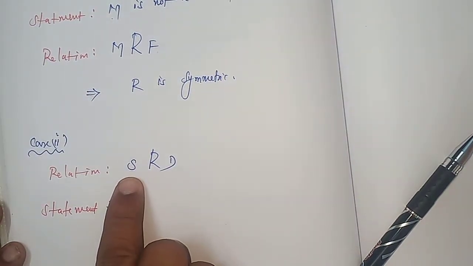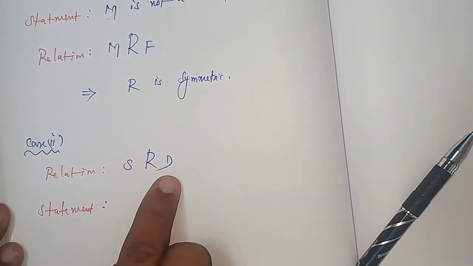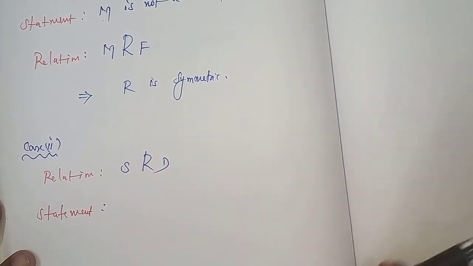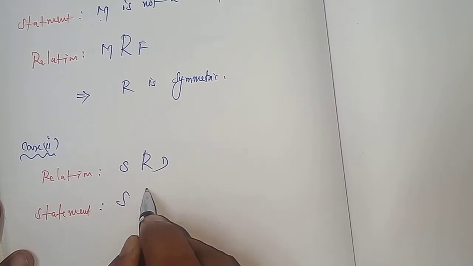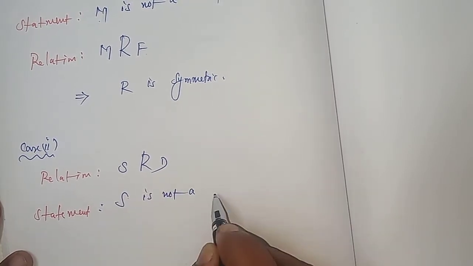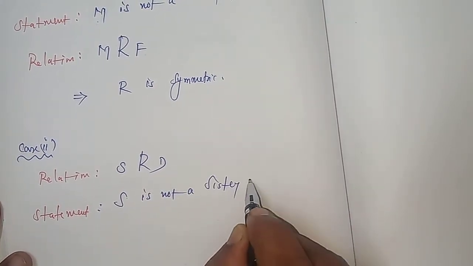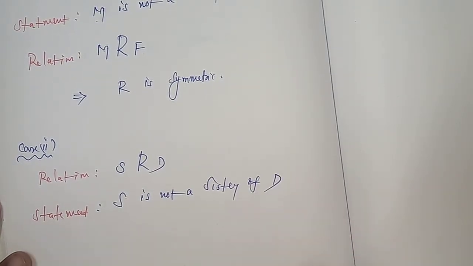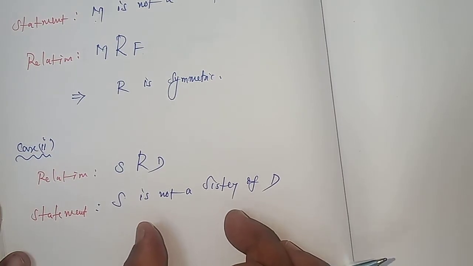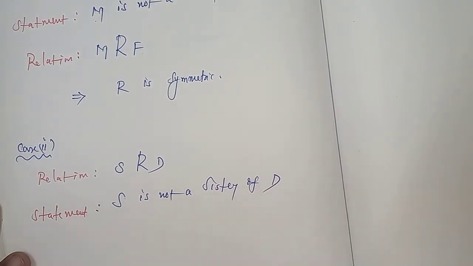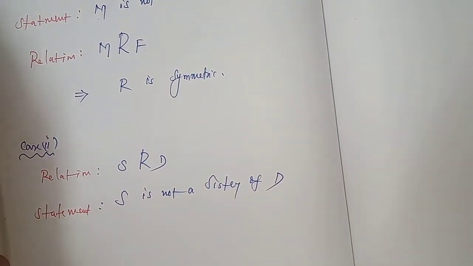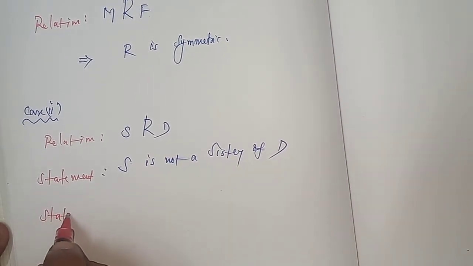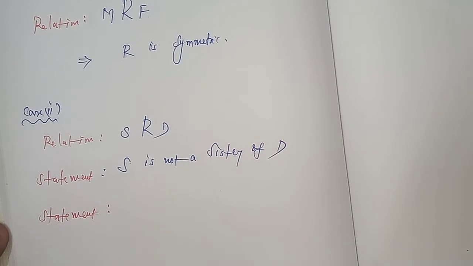Son is not a sister of daughter. S is not a sister of daughter. Yes, obviously this statement is correct only. This is the given one, not a sister. Absolutely correct. Now once again you have to write the statement, but in reverse order.